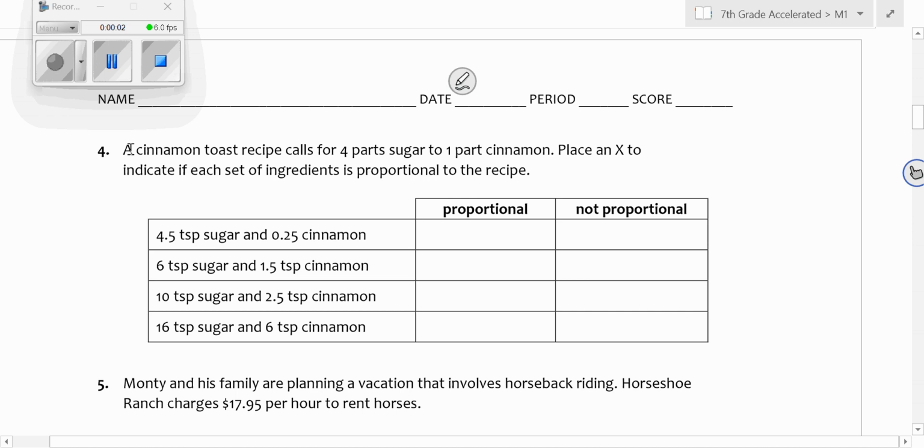Here we go, number 4. Again, this time it didn't say equivalent ratios or what's equivalent. It said proportional, which we know is just the same as equivalent ratio.